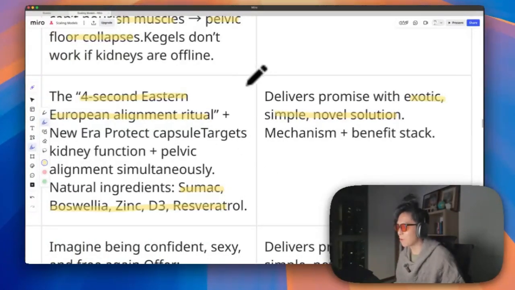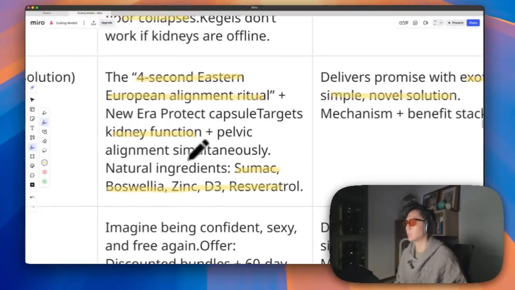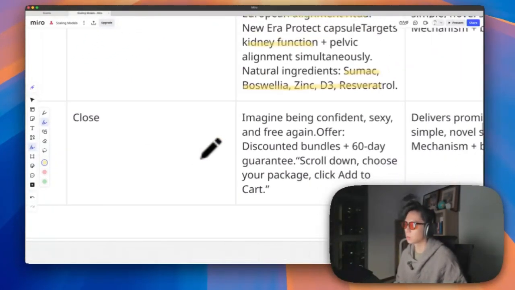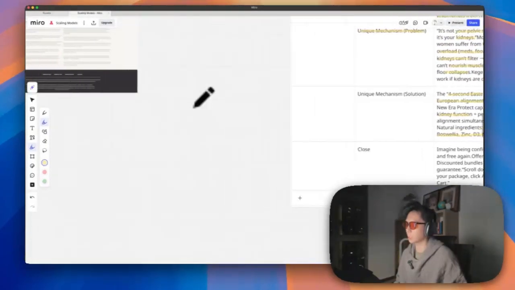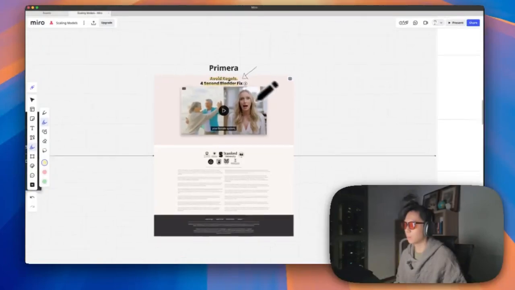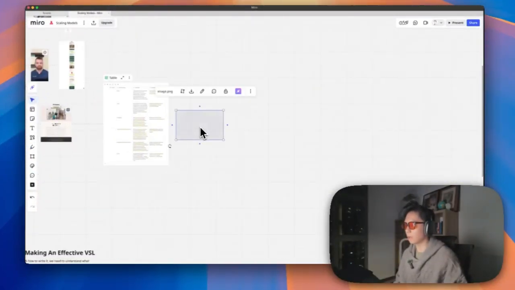So I have summarized this, but if you want to look at it, she goes on to explain how the different ingredients have many different benefits and how it is actually helping to protect your kidney function, which in turn helps with your pelvic function. And then lastly, it's the close, where it's a lot of future pacing and offering discounted bundles and the 60-day guarantee. Scroll down, choose the package, add to cart. So this is where she delivers a promise. The product is the 4-second daily ritual, right? The 4-second bladder fix.